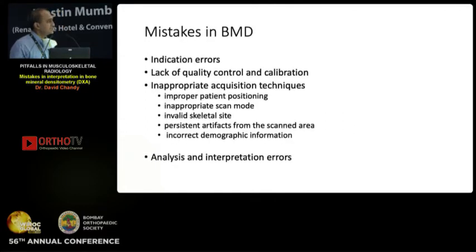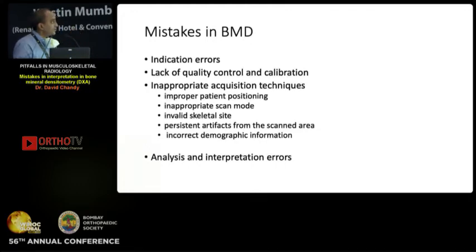So what are the mistakes? Coming on to the mistakes, they are basically in 4 categories. Indication errors, and lack of quality control and calibration. All the DXA machines have a phantom. You need to scan the phantom either daily or at least weekly to make sure that your values are accurate. The DXA scan can pick up changes of 1 to even 0.5% in the bone density. So the phantom scanning is very important.